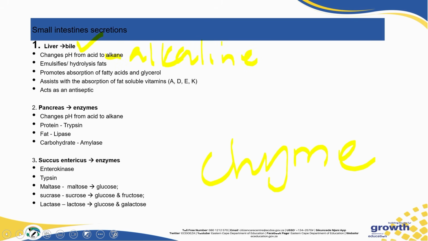And also the secretion that is made by the pancreas. It changes the pH from acid to alkaline. Meaning both the liver secreting the bile changes the acid medium to alkaline medium. And also the secretion made by the pancreas, that is the pancreatic juice, changes the pH from acid to alkaline. And then what does the liver do? The liver secretes the bile.